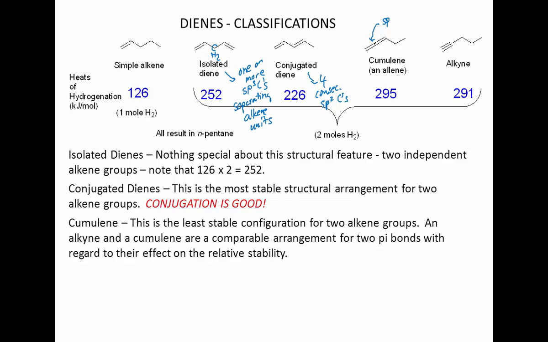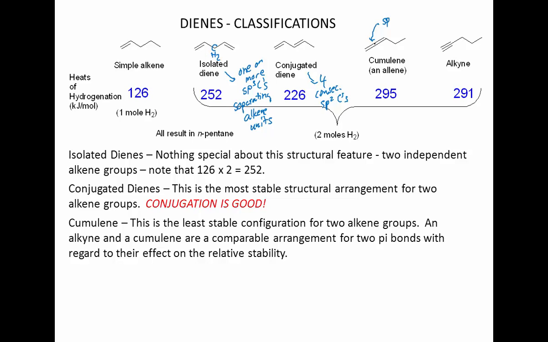Okay, we can compare the stability of the diene systems by just comparing the heats of hydrogenation. Okay, so the simple alkene on the far left has a heat of hydrogenation of 126. It's a monosubstituted alkene. The isolated diene has 2 monosubstituted alkene groups, and the heat of hydrogenation is exactly twice what the compound over to the left is. So there's nothing special about the isolated diene structural feature. It's 2 independent alkene groups.